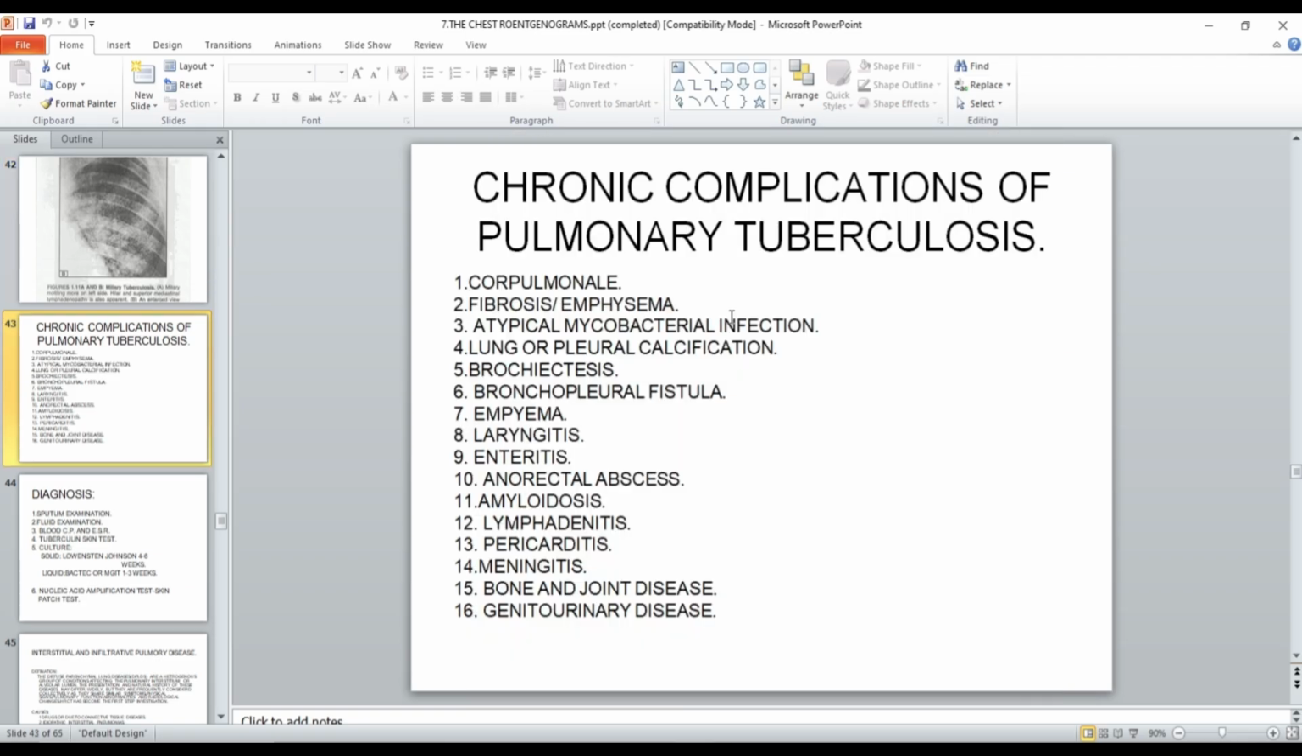Chronic complications of pulmonary tuberculosis. It may lead to fibrosis or emphysema, atypical mycobacterial infection, lung or pleural calcification, bronchiectasis, bronchopleural fistula, empyema, laryngitis, enteritis, anorectal abscess, amyloidosis, lymphadenitis, pericarditis, meningitis, bone and joint disease, and genitourinary infection.